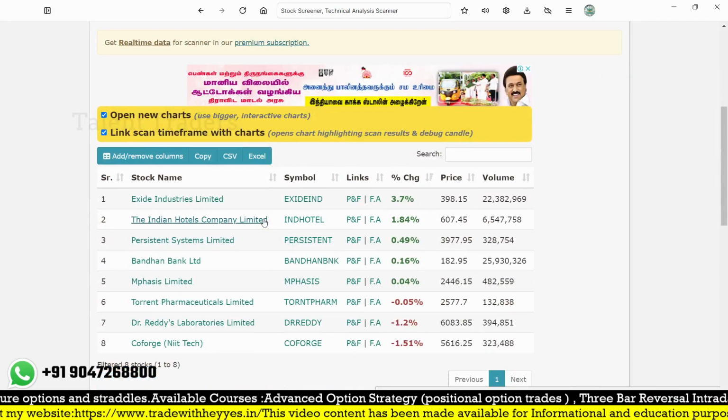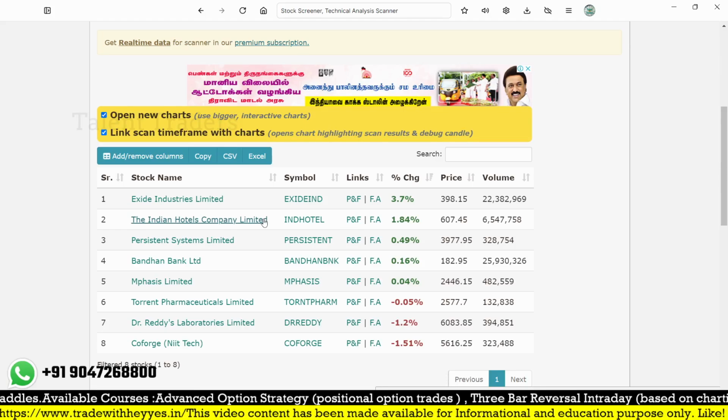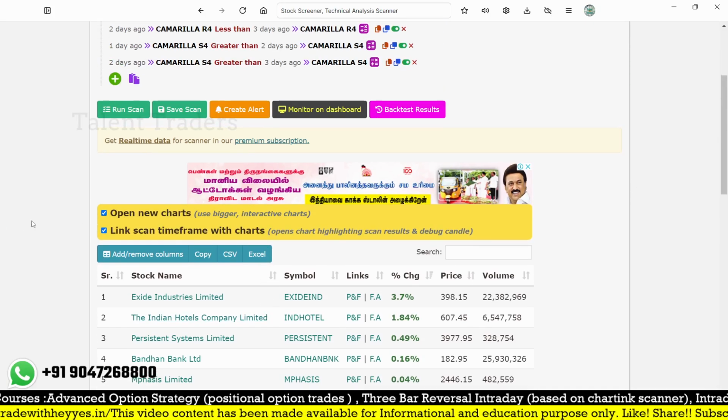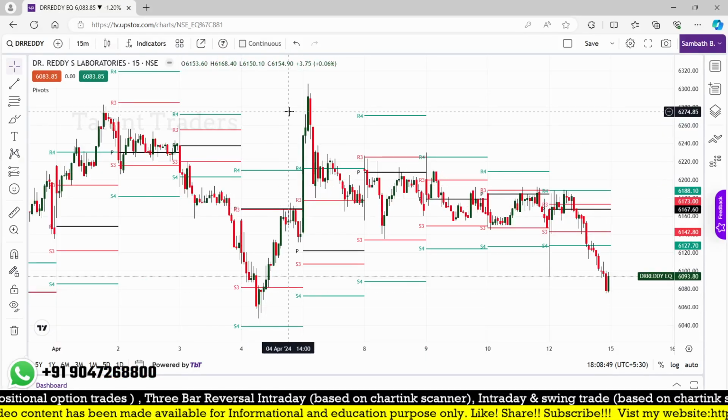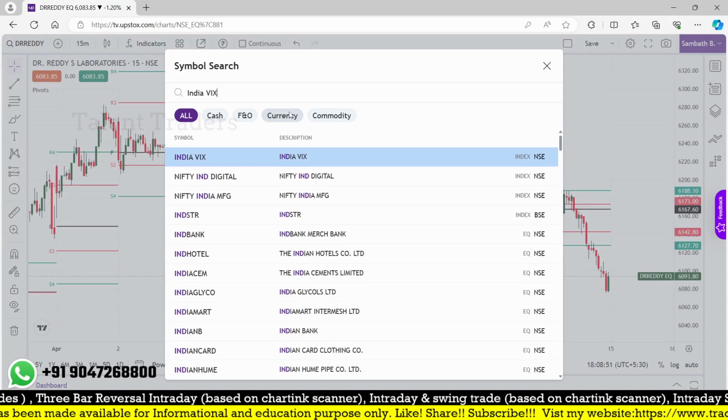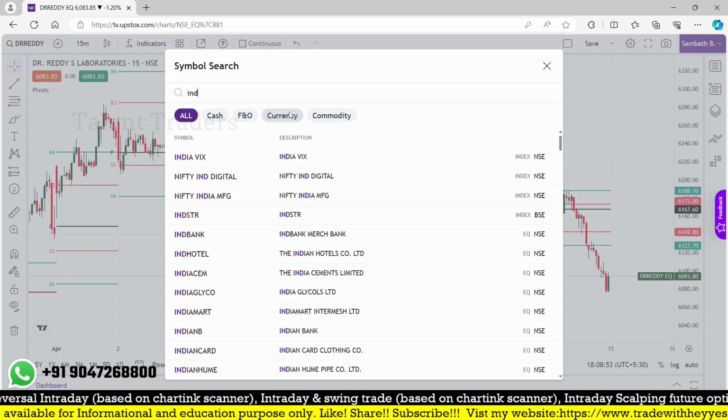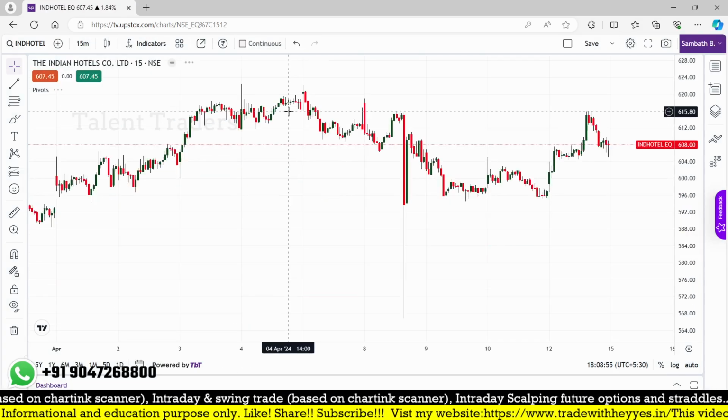So I have this many stocks. So Exide and Indian Hotel. So these are all the stocks which I found. Let me check Indian Hotel in this list. What is happening here in Hotel? Indian Hotel, what is happening?